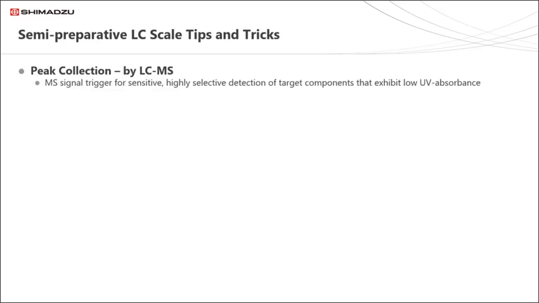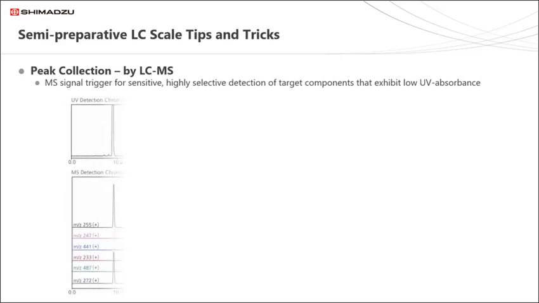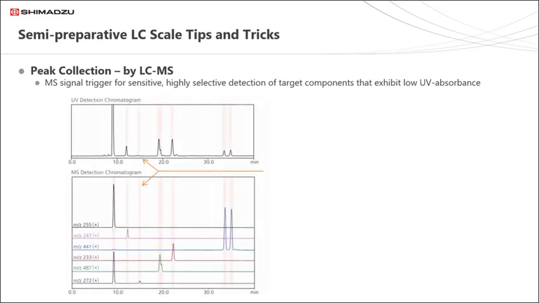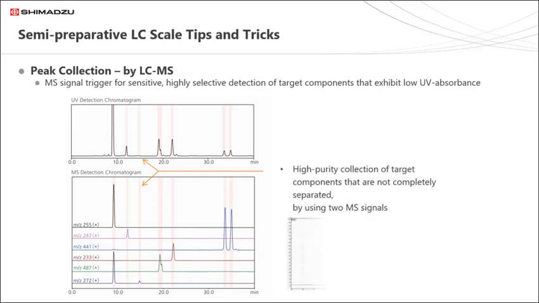We covered the different detection modes in session 2. Now we add in MS detection. It allows us to collect based on mass spec where UV response is low. The example on the right goes a step further, however, and shows high purity collection of target components that are not completely separated by using 2 MS signals.